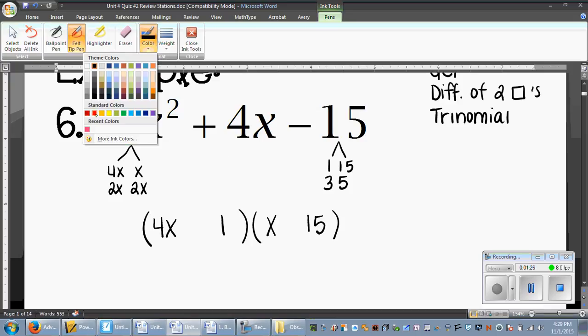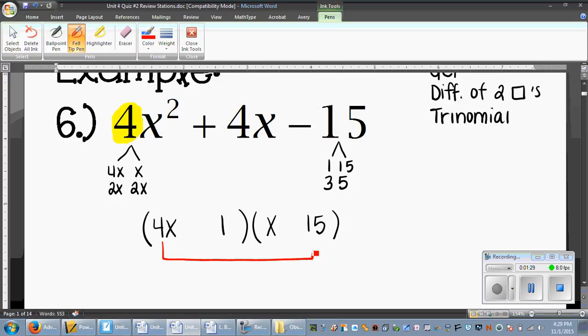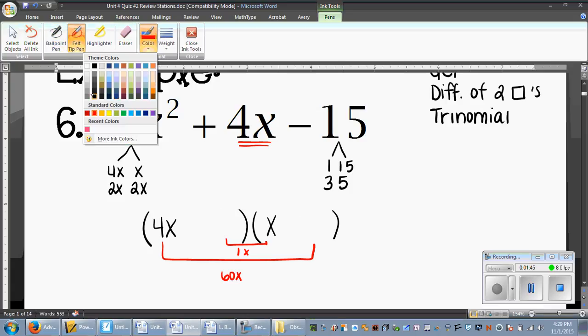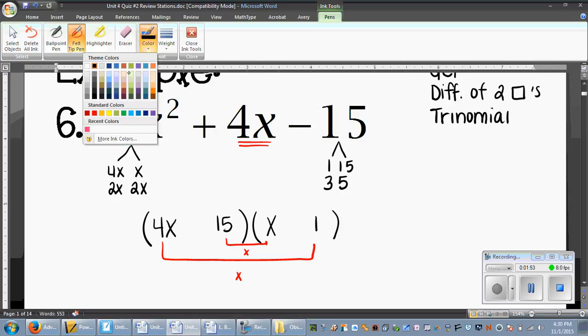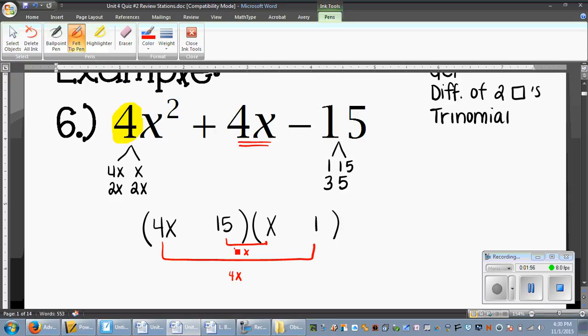But if I check by multiplying these back together, 4 times 15 is going to give me 60x. On the inside, I get 1x, and I cannot make those add to be the 4x that's in the middle. I can try reversing the 1 and the 15. So on the outside I have a 4x, and the inside I have a 15x, but again, that will not add in any way to be 4x. So instead of trying 15 and 1, I'm going to try 3 and 5.